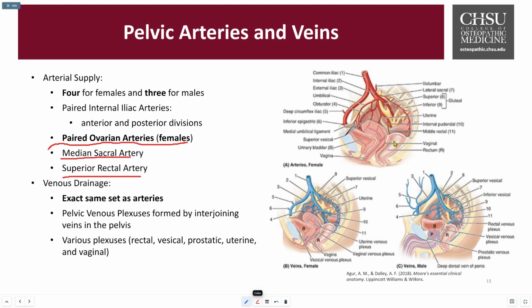So on the right, you can see the passageway. This is a sagittal view of the abdominopelvic region. And as the common iliac courses down, it splits into the internal and the external, and it wraps around.